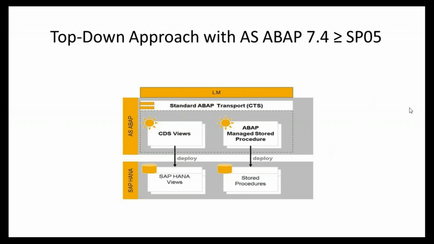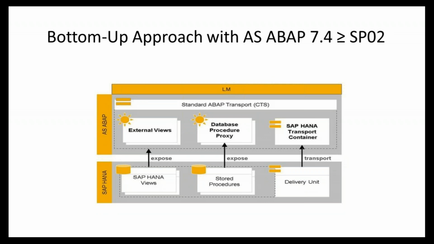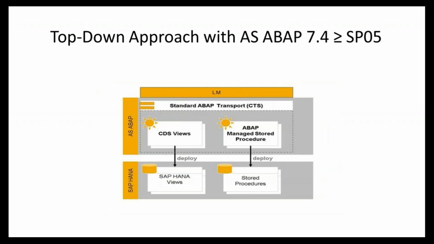Now we have the top-down approach with application server ABAP 7.4 greater than Service Pack 5. So we were talking about Service Pack less than Service Pack 2, and greater than or equal to Service Pack 2. Now we have Service Pack 5. If it's greater than or equal to Service Pack 5, in this scenario the HANA views can be directly accessed using the CDS views, which we have built yesterday.